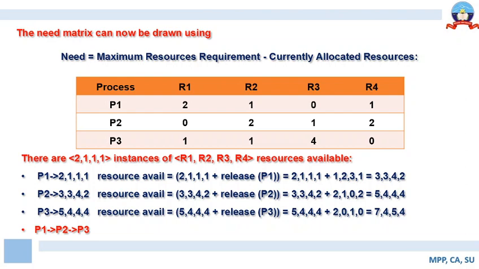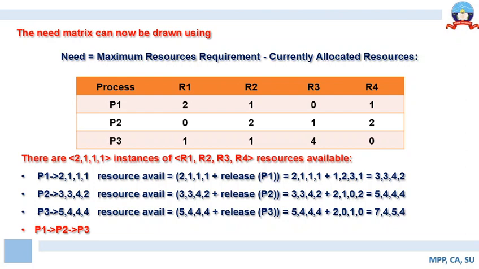So after completion of process P1, you will have 3 instances of R1, 3 instances of R2, 4 instances of R3, and 2 instances of R4. Now we need to determine which one out of the 2 processes that are left can be assigned this leftover resource so that it will complete its execution. So we have 2 processes that are left, P2 and P3. P2 requires 0 1 1 2 instances of R1, R2, R3, R4, and P3 requires 1 1 4 0 instances of R1, R2, R3, R4, right?